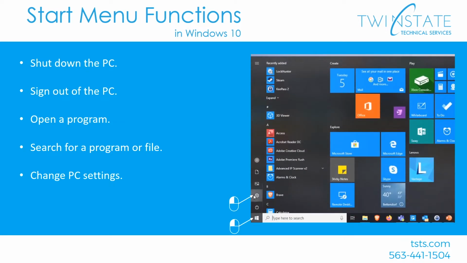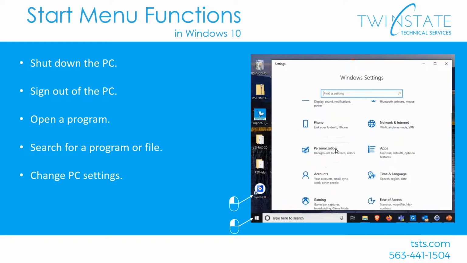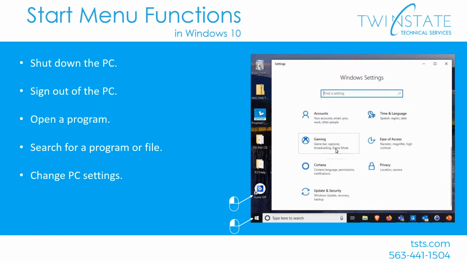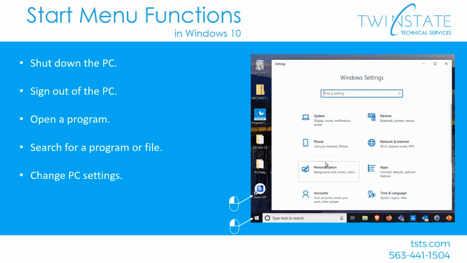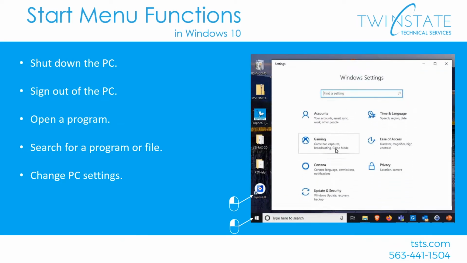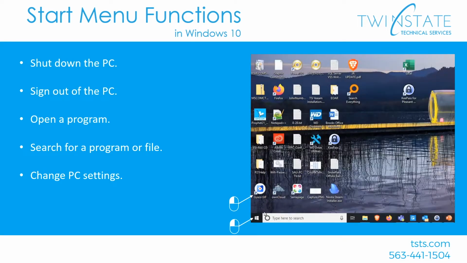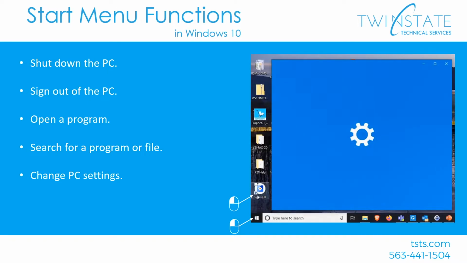Next is the PC settings. Simply clicking on the Start menu in the bottom left-hand corner and then clicking on the gears icon allows you to open up the Windows settings. From here you can find personalization settings, app settings, network and internet settings, and more.